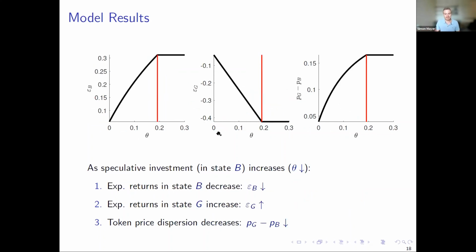So speculative investment in state B drives up the price in state B, and therefore reduces expected token returns. As a result, speculators reduce expected token returns in volatile times, yet they increase expected token returns in normal times. And why is that? Well, speculators essentially provide some backstop when the price drops. And in particular, this happens when the system transitions from normal to volatile times, when speculators buy and the price drop is not so bad. And that implies then that token returns are higher in normal times.